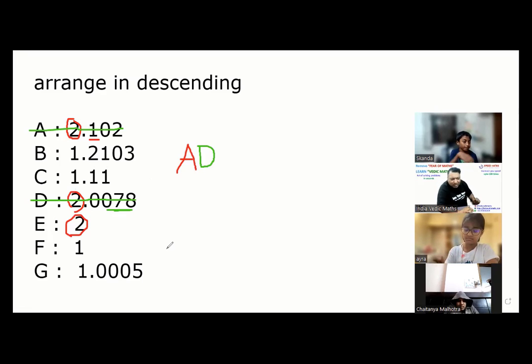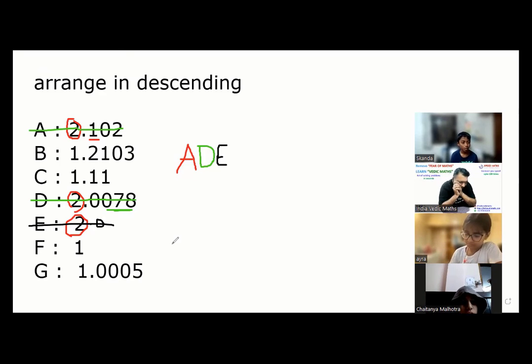Ira, A is done, D is done. Which number is next and why? E. E is correct. Why is E next? There is only 2, so we can add a decimal, 2.0. Assume it's like 2.2. So obviously E is gone. A is gone, D is gone, E is gone. Tell me, Chaitanya, which number will be next and why? Sir, B. Very good. Why is B next?